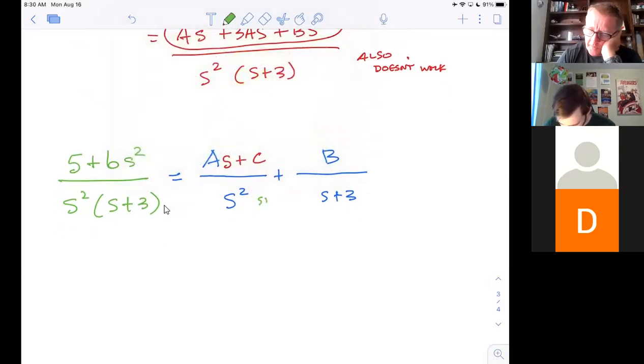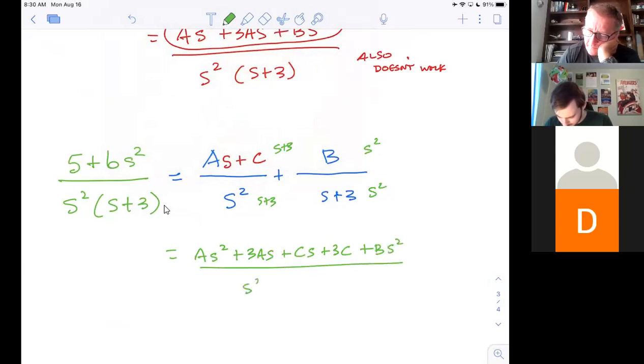So if I multiply this by S plus 3, and multiply this by S squared, then I get AS times S, AS squared, AS times 3, so I get 3AS. And then I get C times S, and C times 3, and then B times S squared. So do you see what I'm saying? I have more stuff to work with now. Maybe now I can get everything I need. What are your thoughts? I think that fixed it.